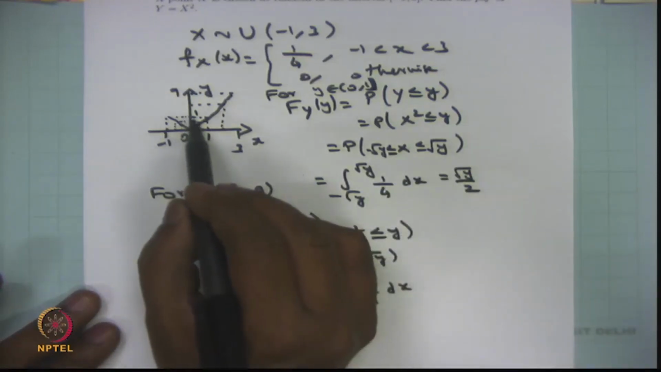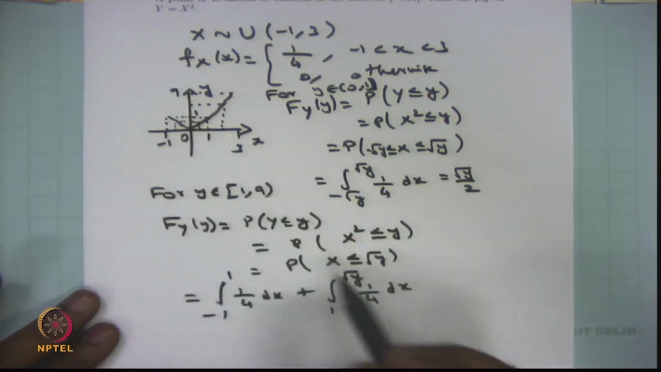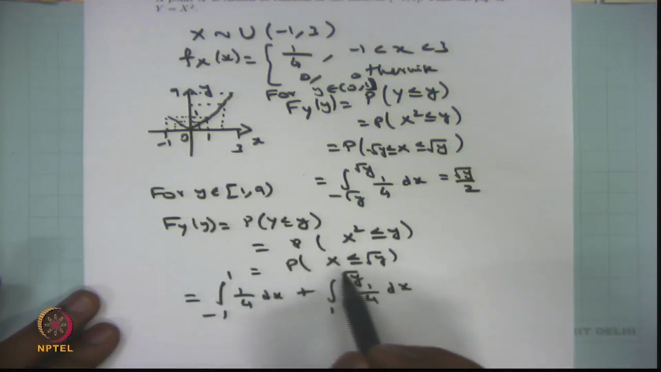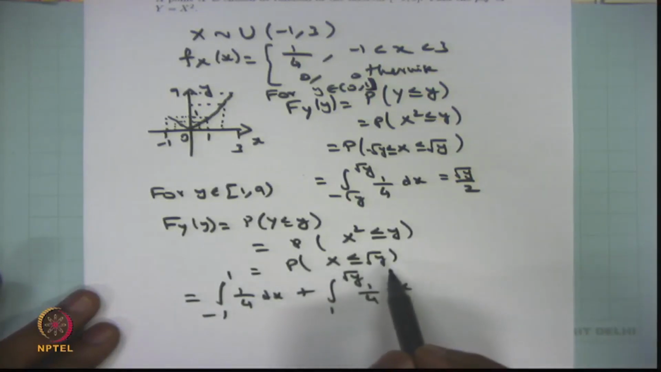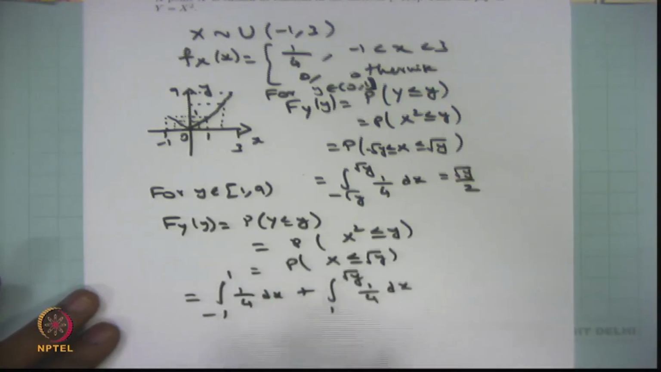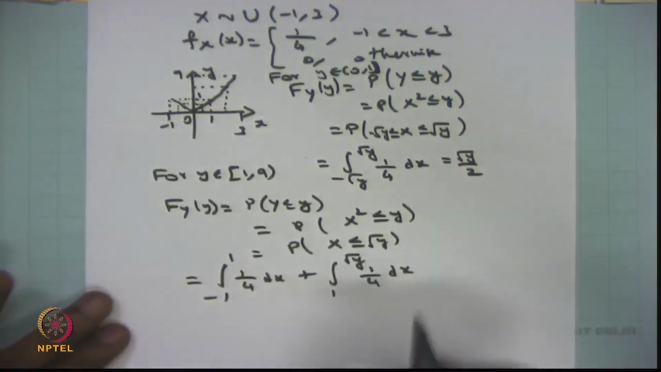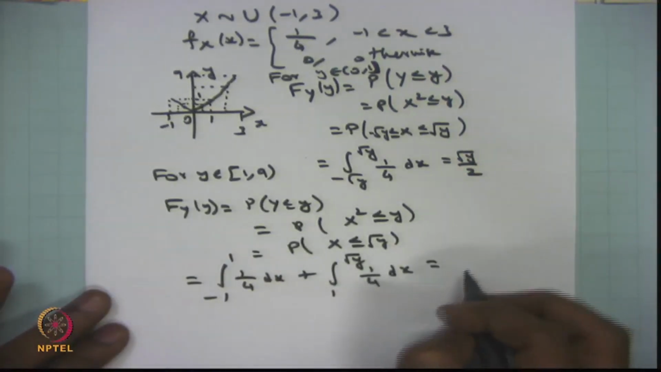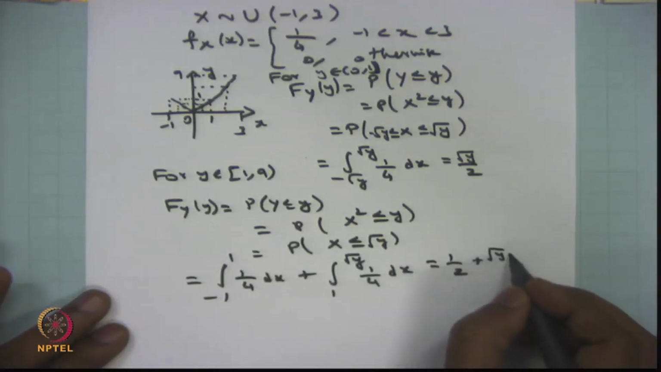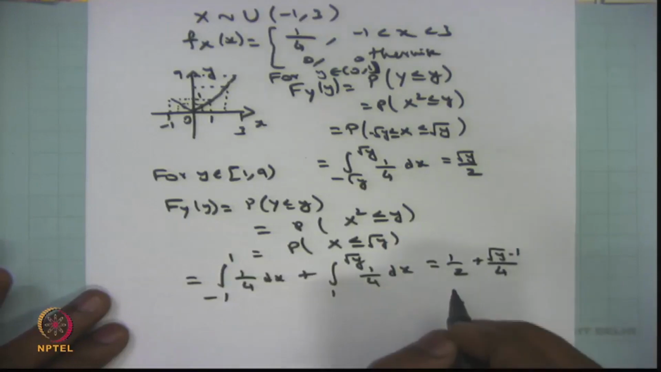When y takes a value 1 to 9, the probability that x square is less than or equal to y is the same as the probability that x is less than or equal to square root of y. That is the same as minus infinity to minus 1, the probability density function is 0, plus minus 1 to 1, then 1 to square root of y. So, you do the simplification, you can get the answer, that is 1 by 2 plus square root of y minus 1 divided by 4.